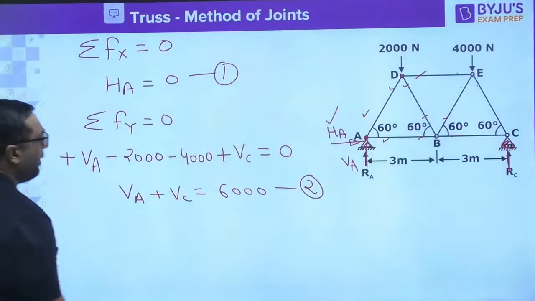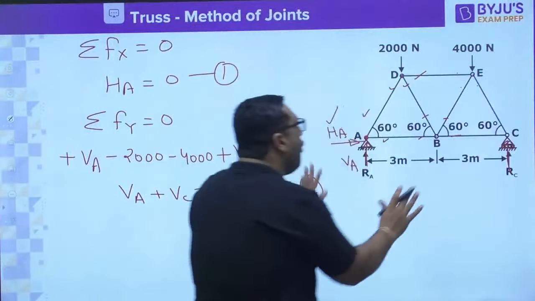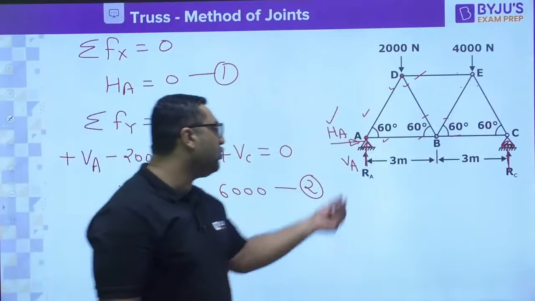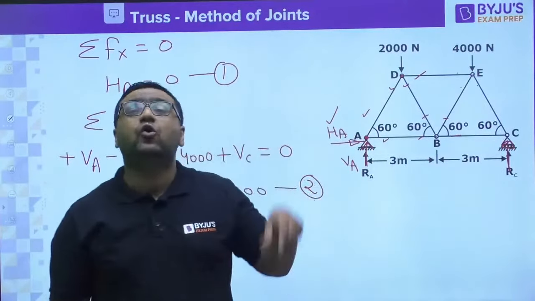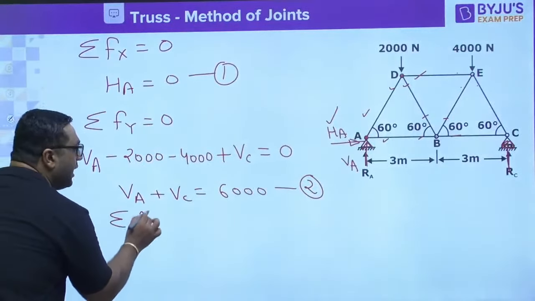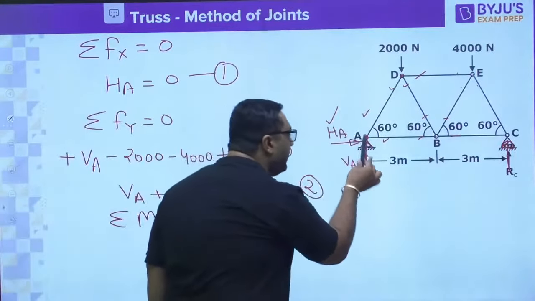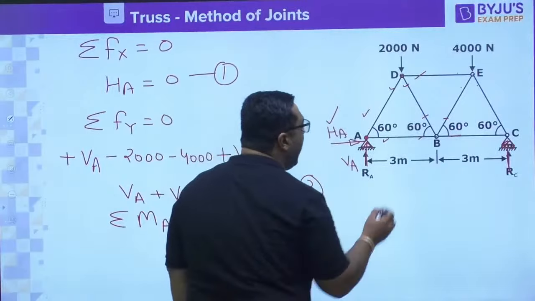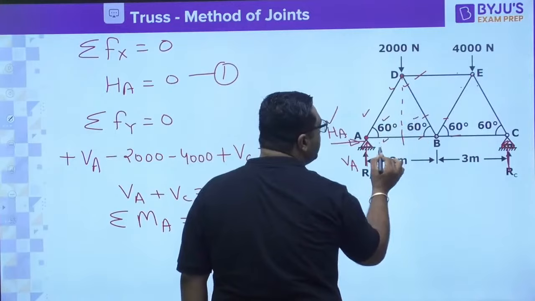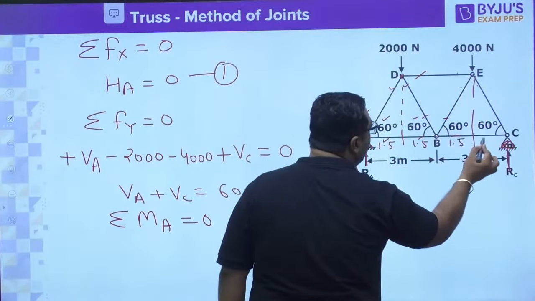Now we need to take the moment, because for this entire body, as it is a coplanar but non-concurrent force system, there are 3 equilibrium equations. But when we go for a joint, then it will be a coplanar and concurrent force system. So when you use summation moment about A equals 0, VA is passing from here, HA is passing from here, and this entire distance is 3 meter. By symmetry, as the angle is 60-60, this will be 1.5, 1.5. Similarly here, this will be 1.5, 1.5.